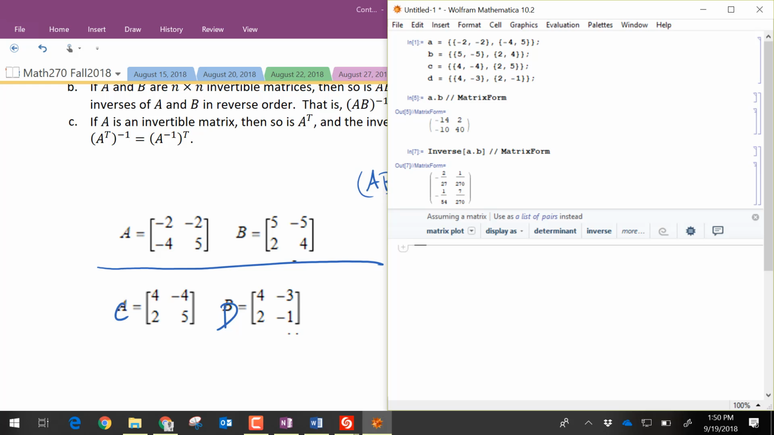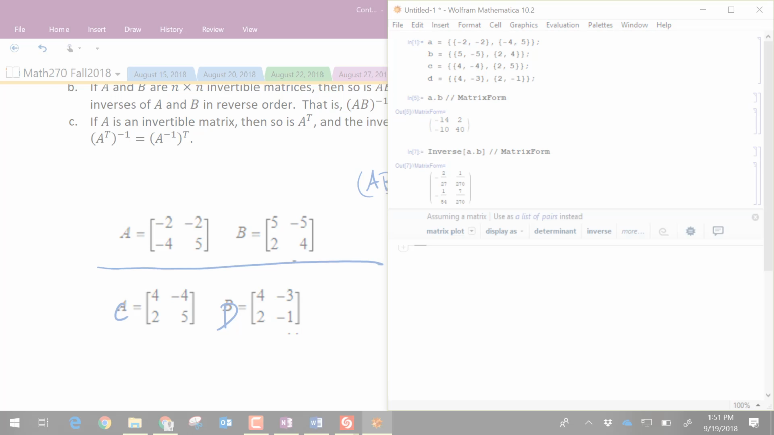Mathematica simplifies my fractions, so I got 1 over 270 for one of them, and then the rest are whatever the rest are. But I think the common fraction would probably be the determinant, which is negative 14 times 40 minus 20 or something, which is probably 540 or something. Does that seem right? Okay. Anyways, negative 540 is the determinant.